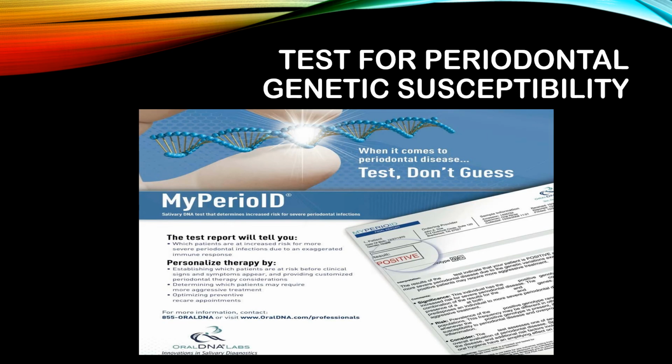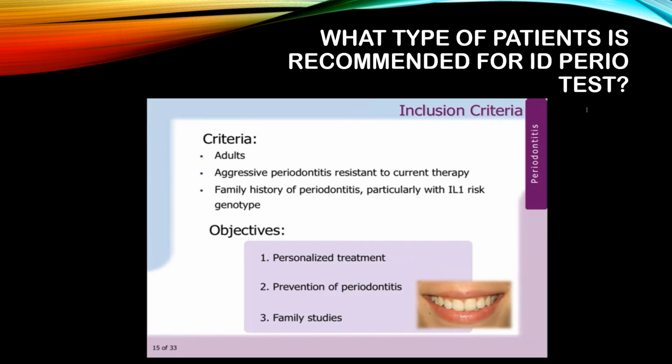The other test is a genetic susceptibility test for periodontal disease. This test will determine increased risk for severe periodontal infections in some individuals. The criteria for this test are adult patients, aggressive periodontitis resistant to current therapy, and family history of periodontitis, particularly with interleukin-1 risk genotype. Objectives for this test: personalized treatment, prevention of periodontitis, and family studies.